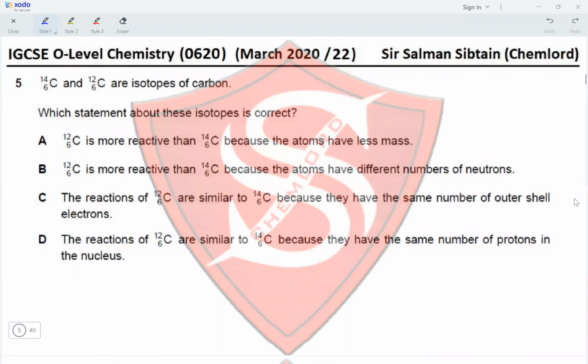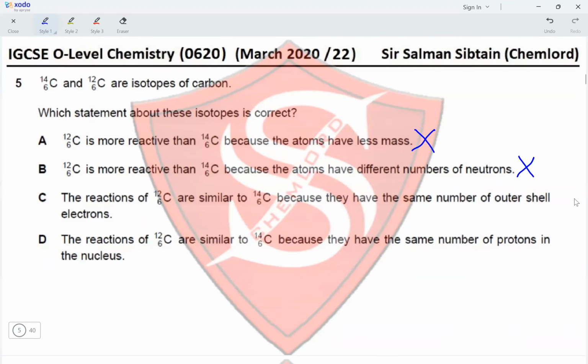Question 5. C14 and C12 are isotopes of carbon. Which statement about these isotopes is correct? C12 is more reactive than C14 because its atoms have less mass. No. Reactivity is not based on the mass of the atoms. C12 is more reactive than C14 because the atoms have different numbers of neutrons. Reactivity does not depend on the number of neutrons.